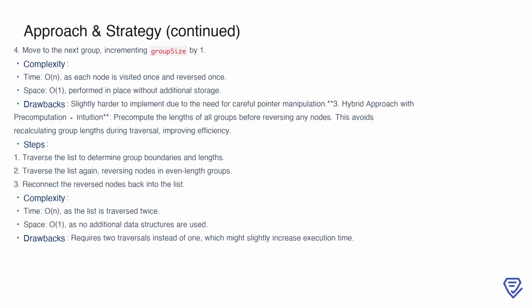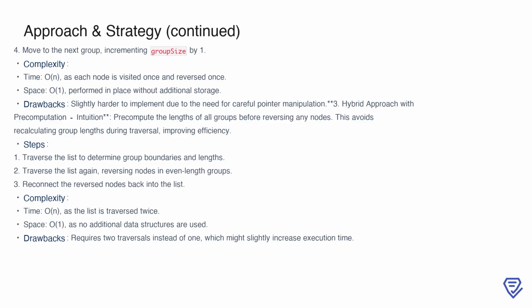Another approach we considered is a hybrid method that combines pre-computing group lengths with the in-place reversal. In this strategy, we first traverse the list to determine the boundaries and lengths of all groups. Then, during a second traversal, we reverse nodes in even length groups and reconnect them. This method also runs in O(n) time and O(1) space, but the need for two traversals makes it marginally slower than the optimized in-place approach.